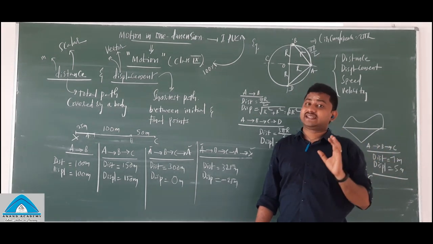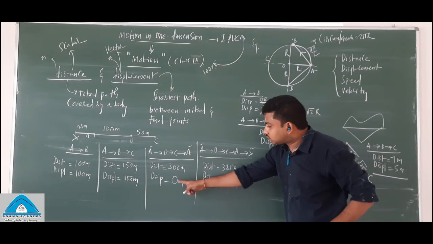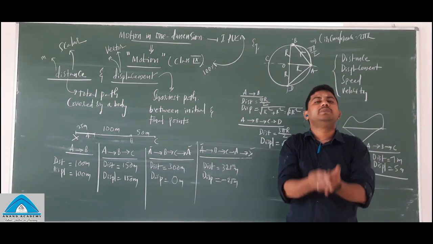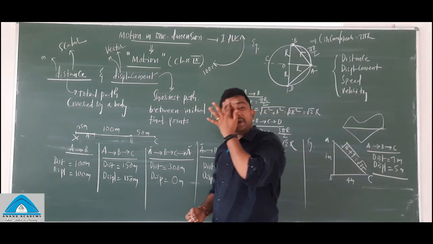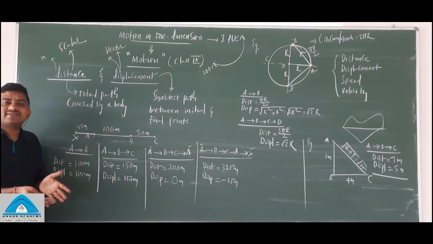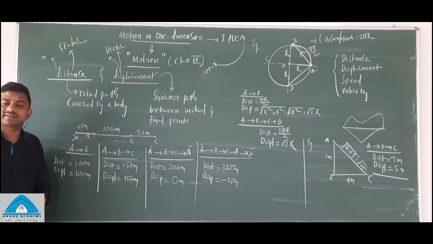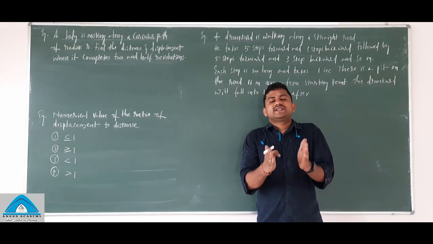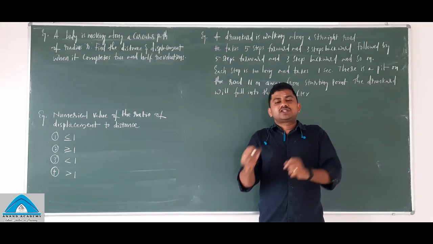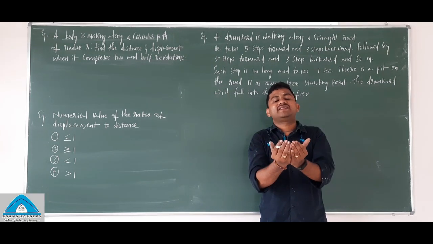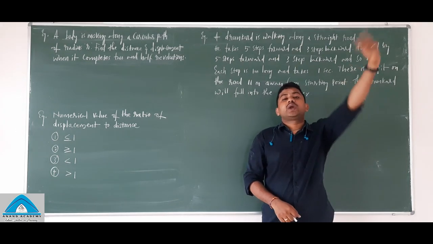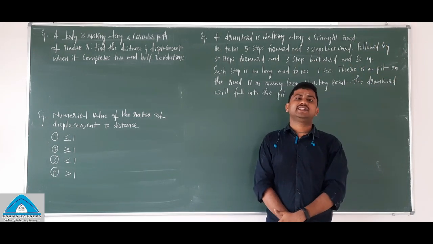But the displacement is not like that, right? It can be zero, because when the body starts from one point and comes back to the same point, the displacement will be zero, right? So this is the basic introduction about distance and displacement, and next we will learn about speed and velocity and the different cases in them. I hope you understand the concept of distance and displacement in this session. Let us solve a few conceptual questions on distance and displacement, then we can move on to speed and velocity. Let's start.